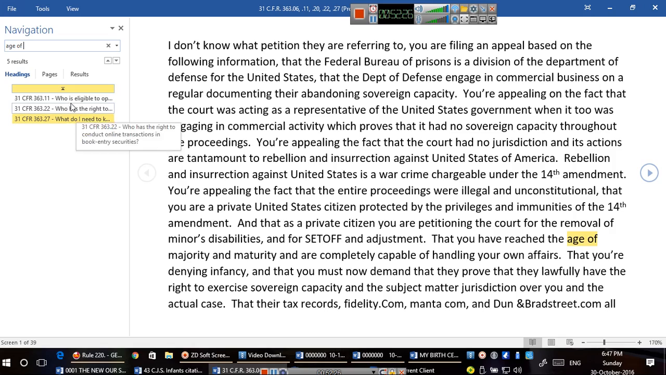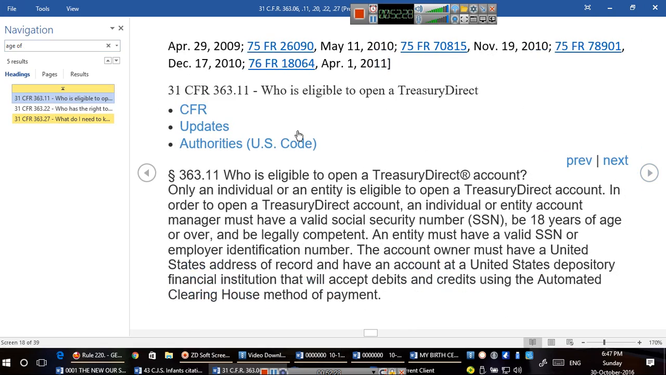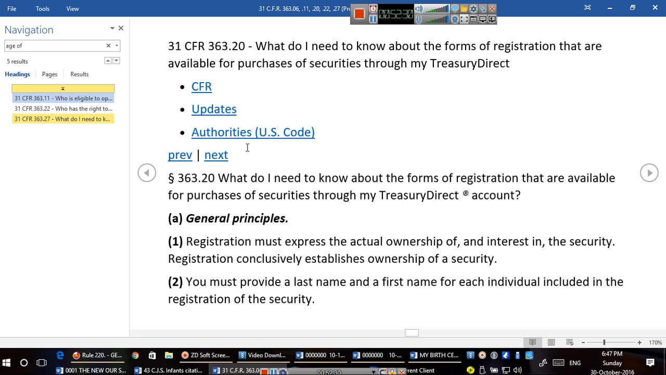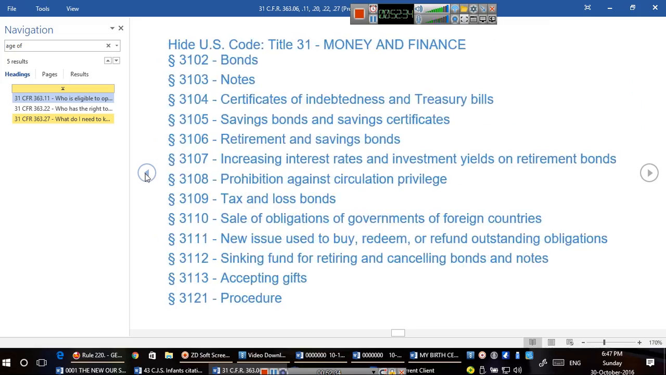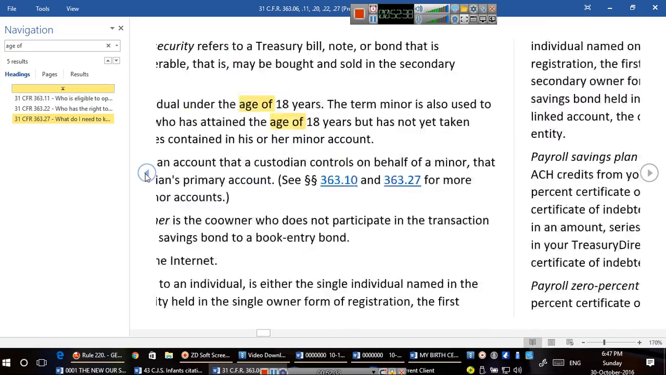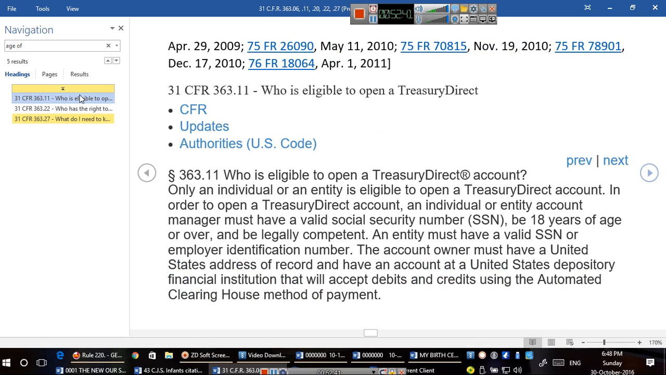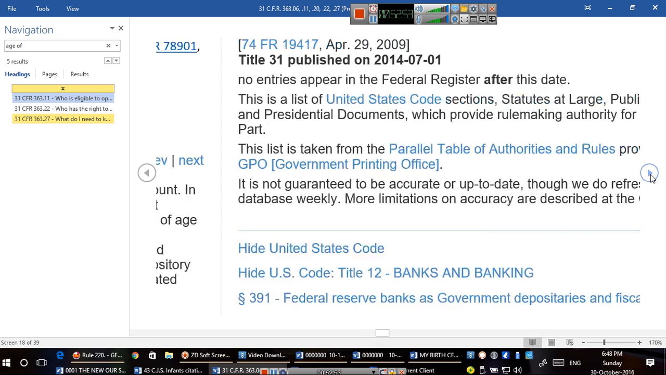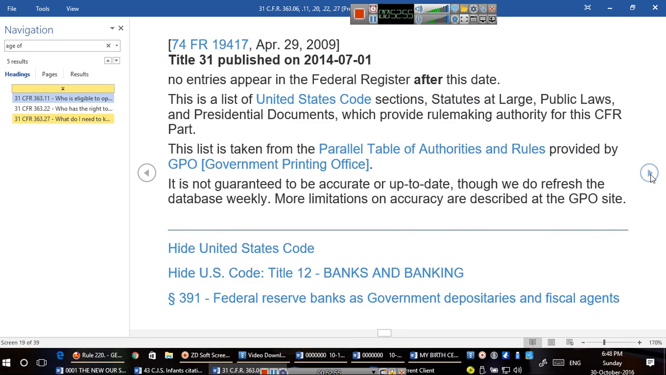Oh, no, that's why. Okay, ladies and gentlemen, this is 31 CFR 363. We're going to show you something real quick because I think you need to know this. So we're going to go to the beginning. Okay, this is 11. Who is eligible to open up a Treasury Direct account? Only individuals or an entity is eligible to open up a Treasury Direct account. In order to open up a Treasury Direct account, an individual must have all of this. Now let's show you one of the most important things they must have.